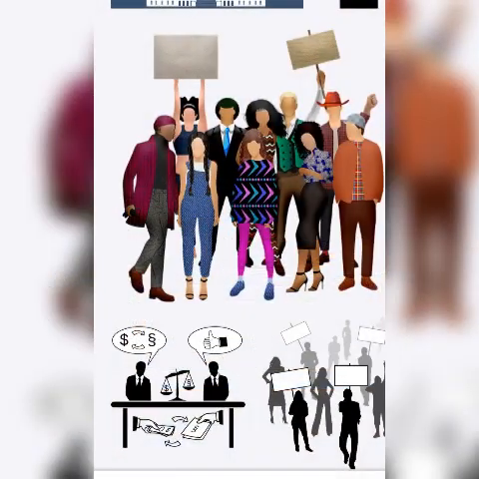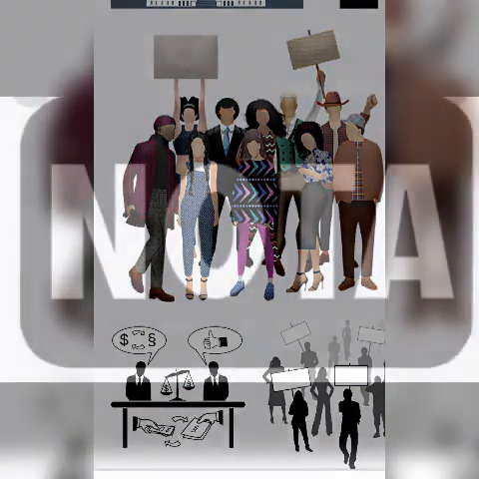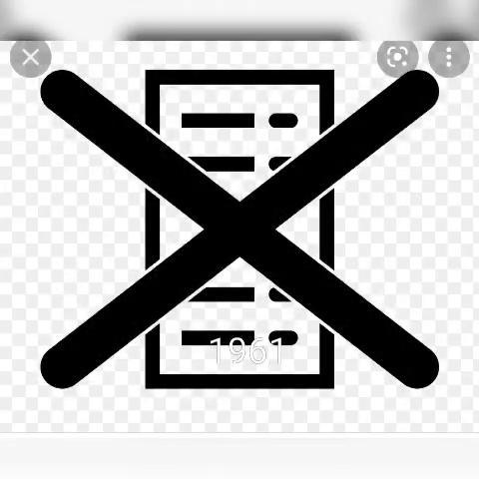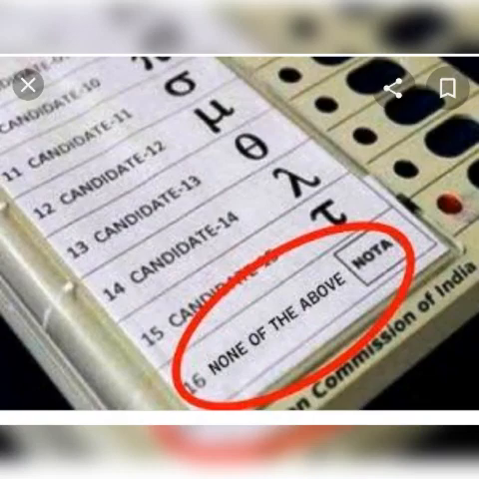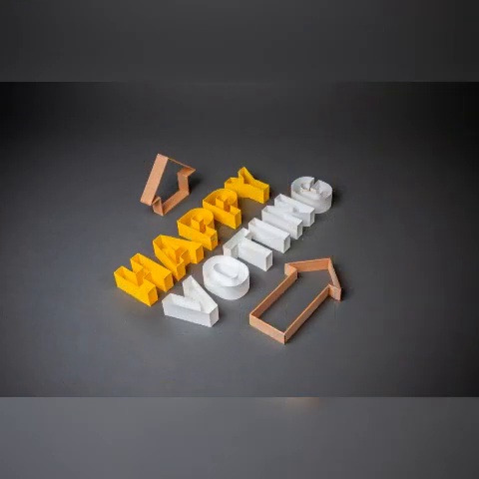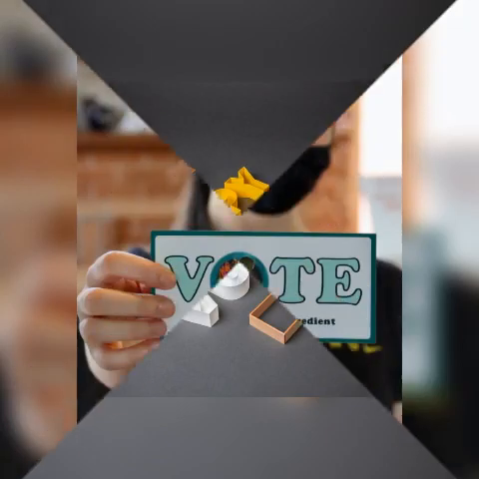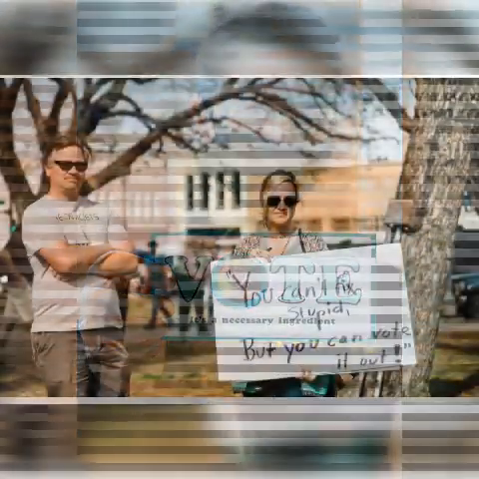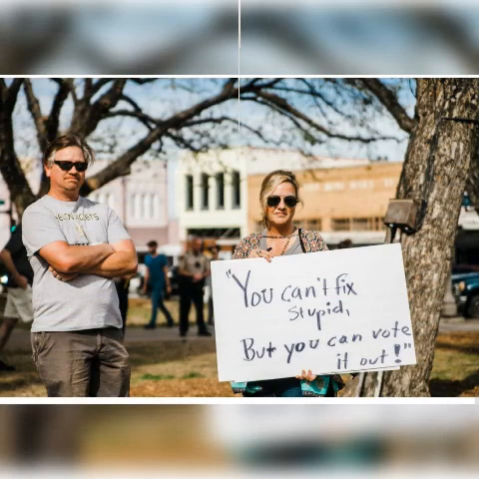Introduction of the NOTA option. The Voter Verified Paper Audit Trail, that is VVPAT, is the way forward to enhance the credibility and transparency of the election process. The system was first introduced in the 2014 general elections. Rule 49-O in the Conduct of Elections Rules, 1961 of India describes this procedure, the option called NOTA.